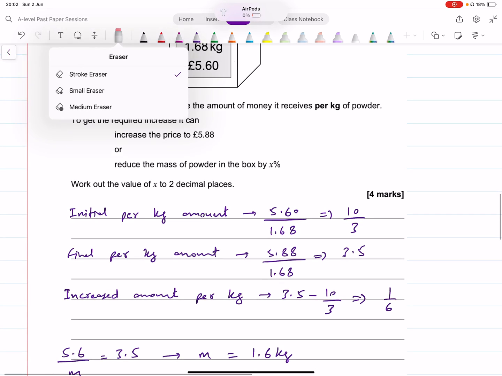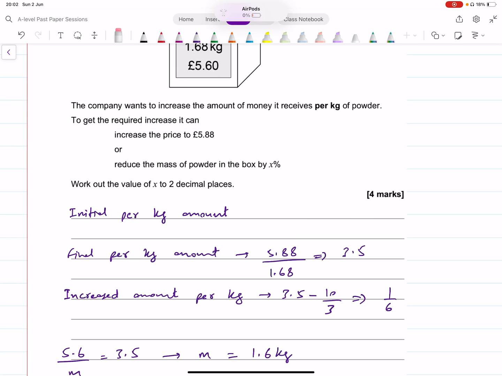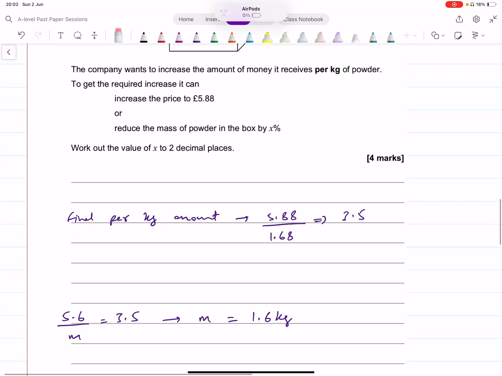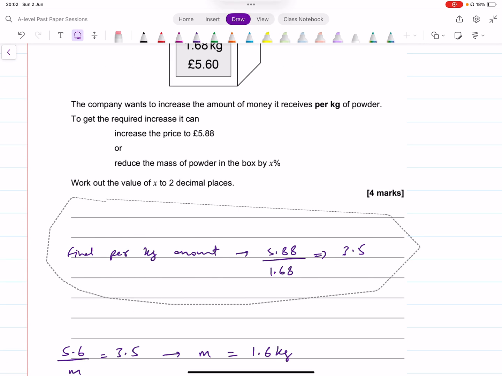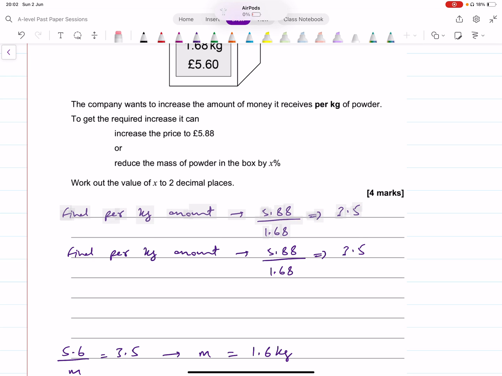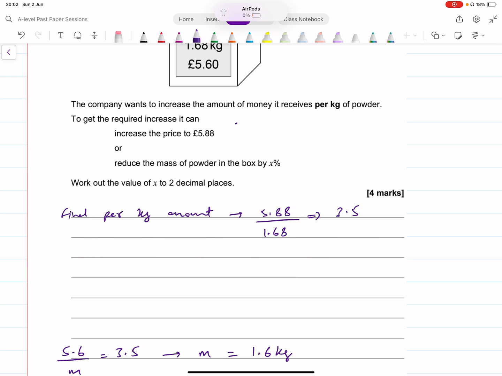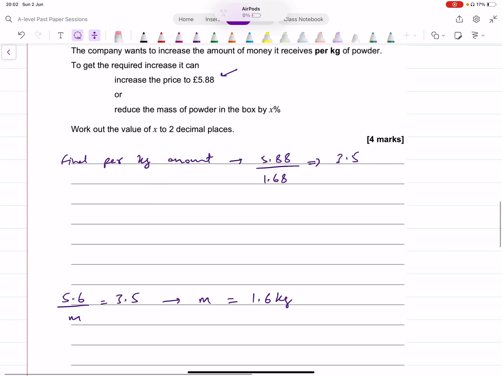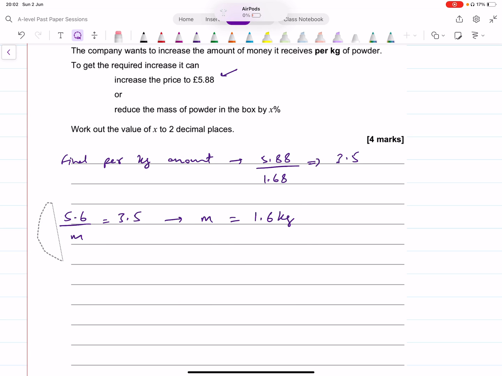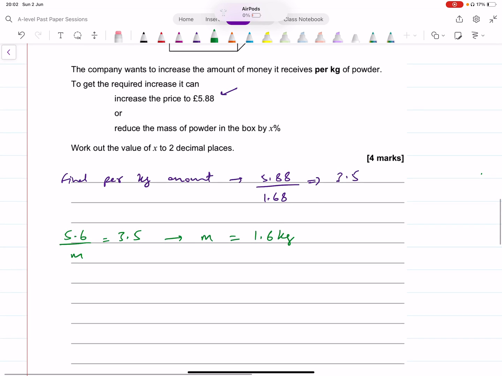Okay? Now, we could actually just get rid of this working. I just realized it was not needed. Just focus on this now. We have the final per kg amount, the per kg amount after the increase. That's 3.5. We want the same per kg amount by reducing the mass of powder somehow. So what mass do we need to get the same per kg amount? We would want it to be 1.6 kilograms.